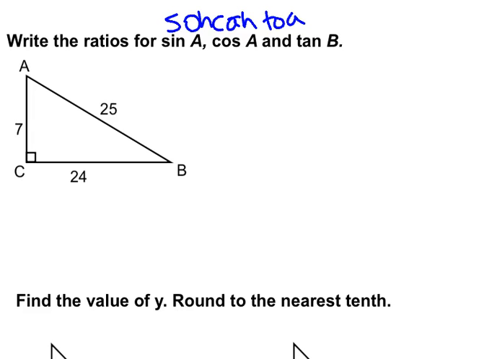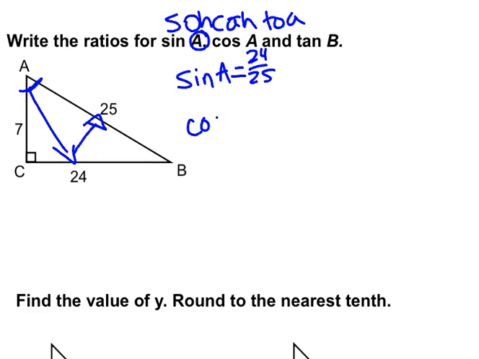And so we're going to go with sine of angle A. Let's go mark angle A. It's the opposite side over the hypotenuse. So sine of A equals the opposite side 24 over the hypotenuse 25. That's all they want. You don't have to do anything more than that. Because all they want is the ratio, that's the ratio.